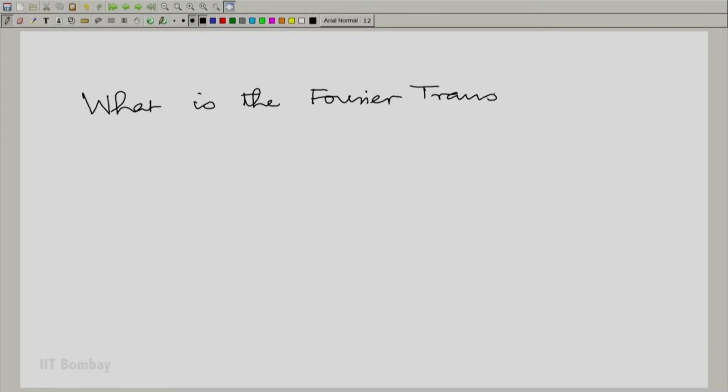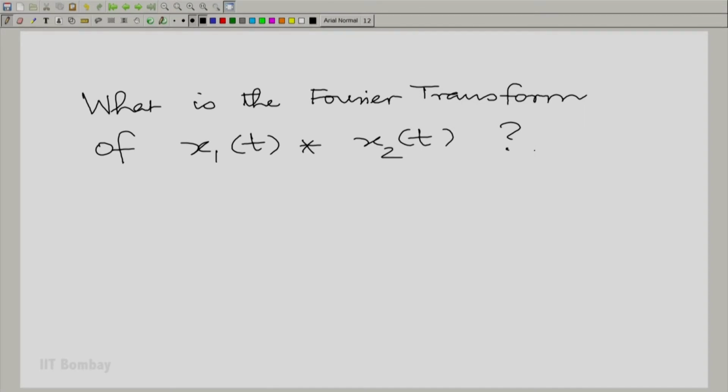Then what is the Fourier transform of their convolution? In other words, when we convolve two signals, what happens to the Fourier transform? What happens in the Fourier domain, as it were? That is the question that we would like to now answer.